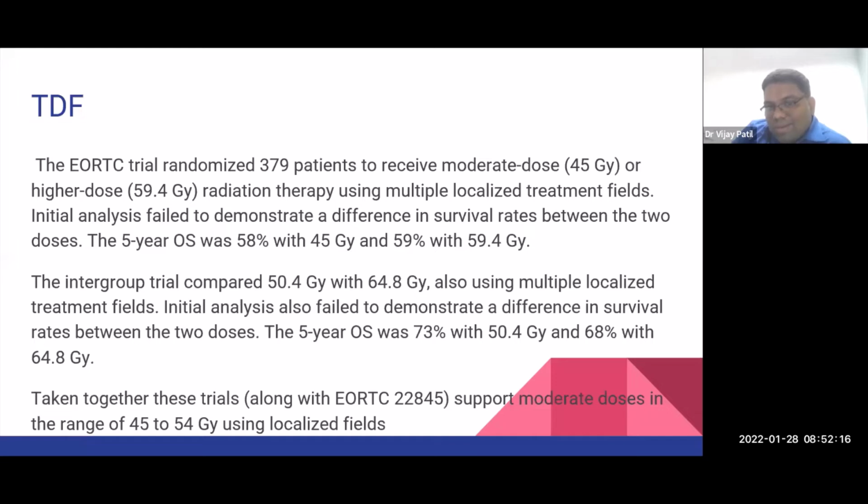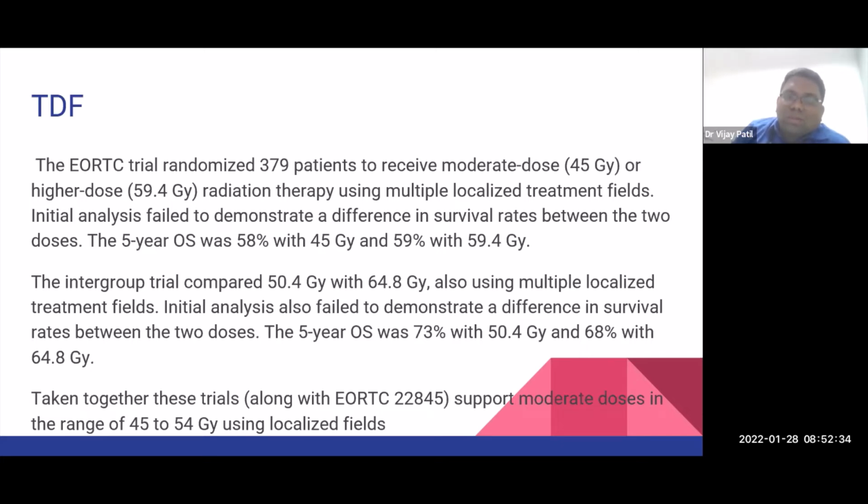So if you decide to give radiation, what dose should you give? There are two trials in this, one from the EORTC which compared 45 Gray to 59.4, and it didn't show any difference in outcomes. Another trial of 50.4 versus 64.8, again did not show a difference in outcomes.